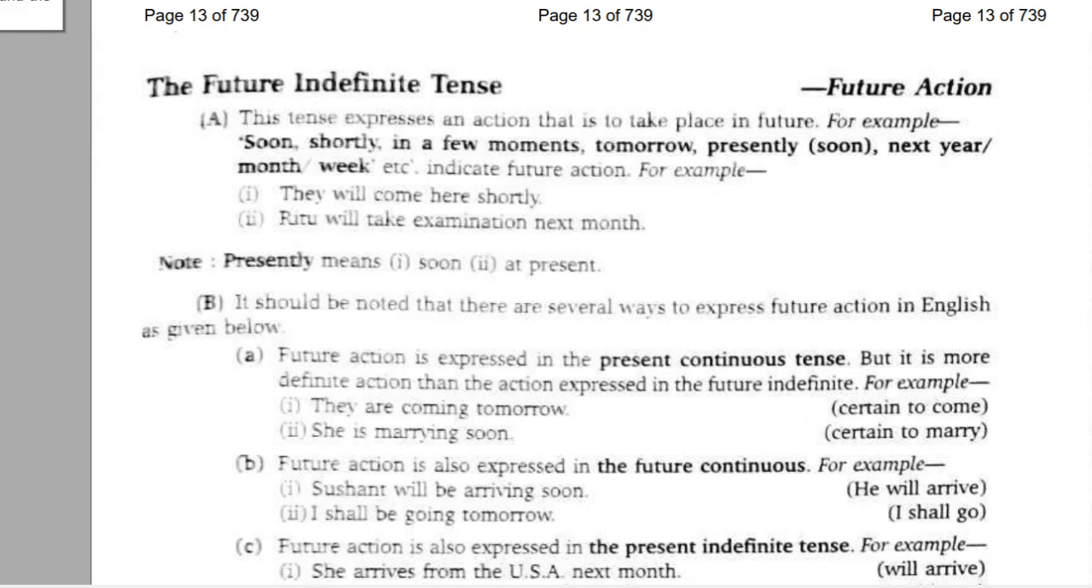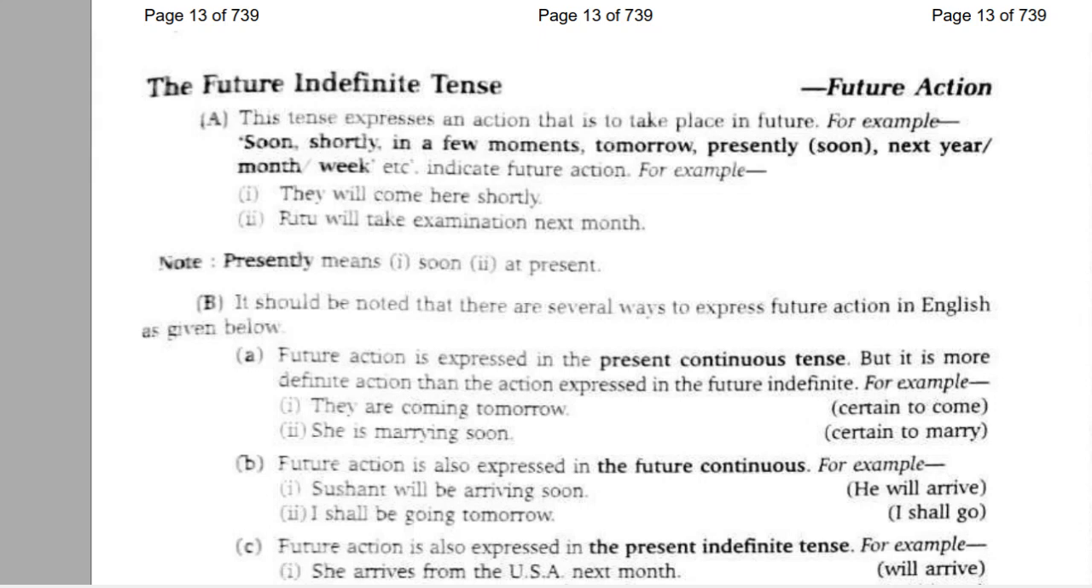Then there's the future indefinite tense. This tense expresses action that is to take place in the future. Words like soon, shortly, in a few moments, tomorrow, presently, next year, month or week indicate future action. "They will come here shortly." "Rita will take the examinations next week." Presently means soon or at present.